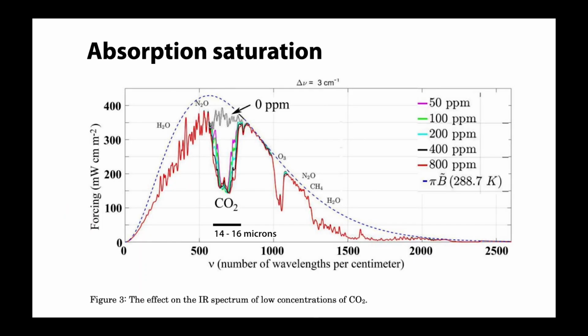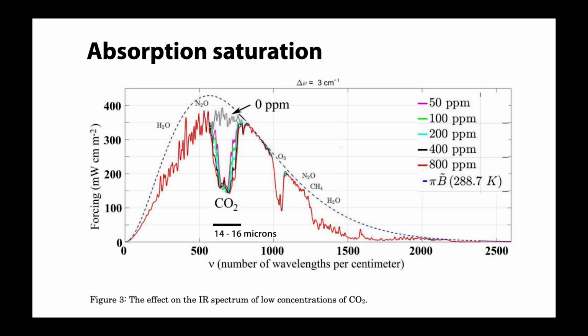Here's another way to see the same thing. This is a well-known graph by William Happer. It shows that CO2 is responsible for absorption near 700 wave numbers, which is 14 to 16 microns. The area above the curve represents absorption of photons. The squiggly gray line at the top shows the curve with no CO2. The magenta line below shows the absorption with 50 parts per million. See how much area is between the gray and magenta curves? That's how effective CO2 is as a greenhouse gas.